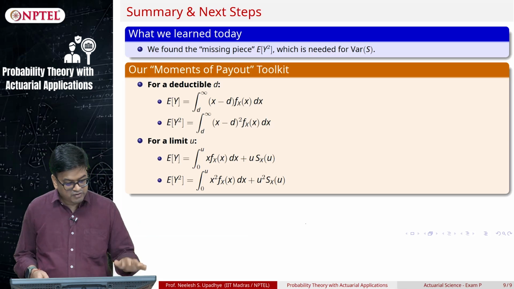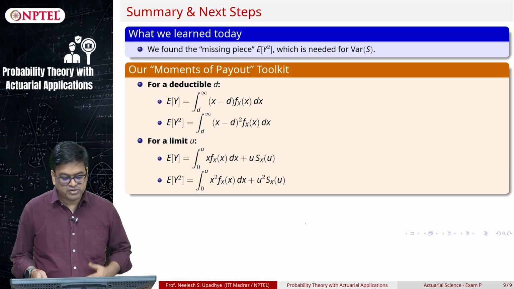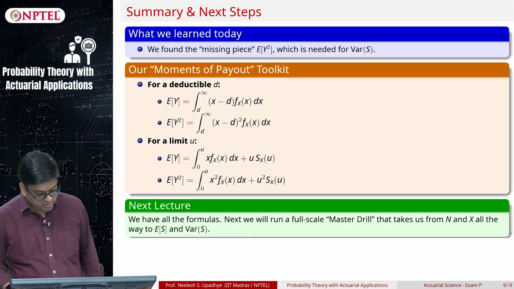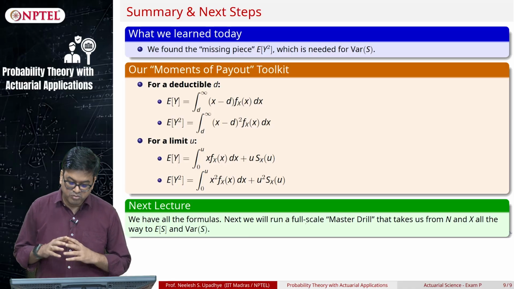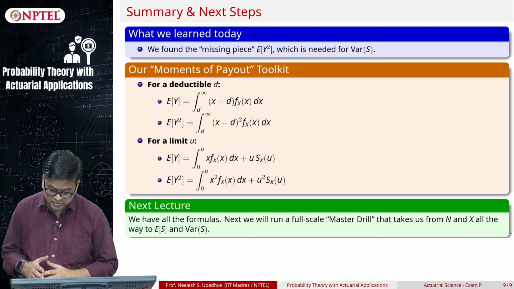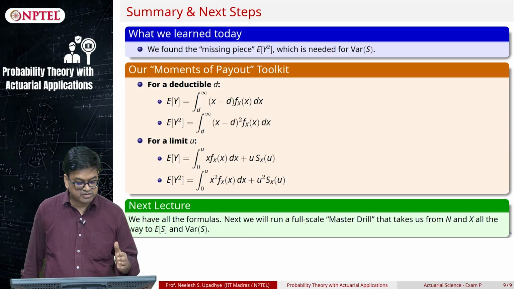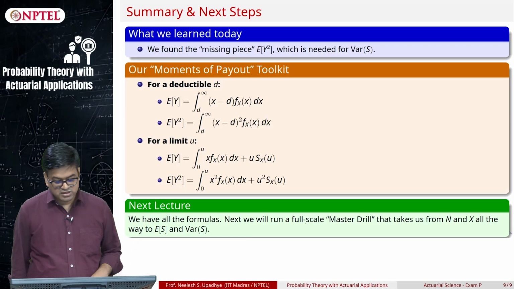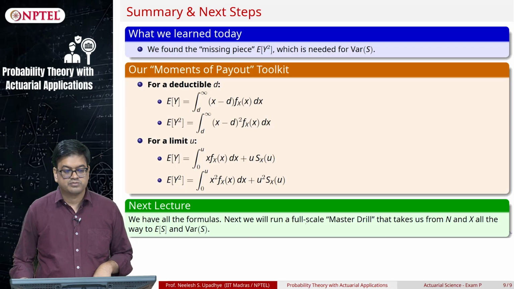Okay. So, we have covered the mean and variance for our total aggregate loss. We have all the formulas. Now, we will run a full-scale master drill that takes us from N and X all the way up to the expected value of S and the variance of S. That is the goal of our next lecture. Okay. Thank you.